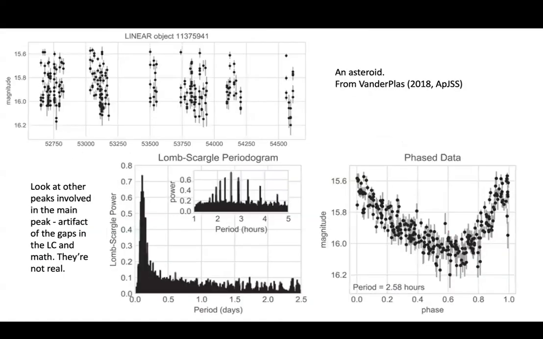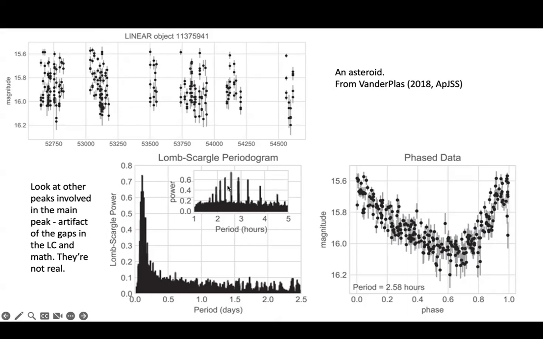Here's another one. Here's an asteroid, but look at these big gaps, because in this case, this is over a long time scale and the sun is in the way. When you do the math with these big gaps, you end up with these weird harmonic peaks. That is an artifact of the gaps in the light curve, and these other peaks are not real. Only that main peak is real. This is the phased light curve. So this is what I mean by the big gaps can hurt you.